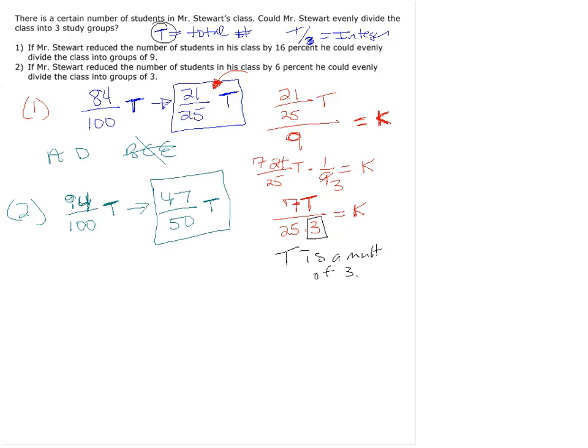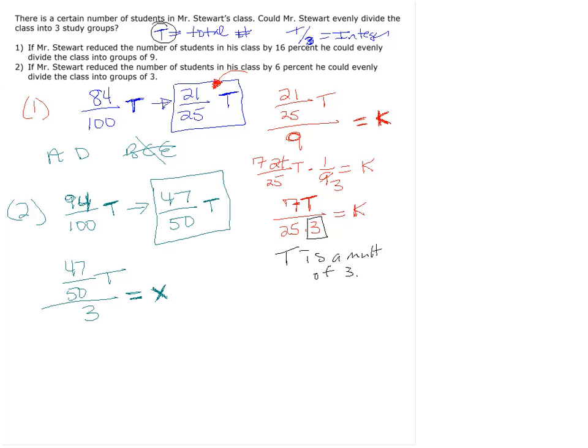If after making the reduction, the 47/50th t can be divided into groups of 3, well, what that means is it must be divisible by 3. So what we'll say is 47/50th t divided by 3 is equal to some integer x. Don't let the variables confuse you. Okay, x is just an integer, just for us to keep some accounting going here.